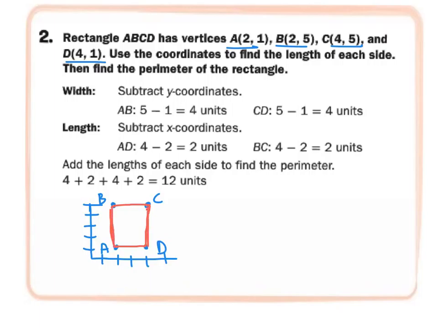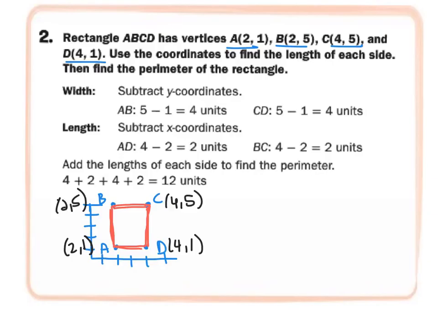Okay. So notice I don't have the little squares though to count how long each side is. I don't have the little boxes or the grid to count to see how long each side of my rectangle is. So I knew that C was at 4, 5, and D was at 4, 1, A is at 2, 1, and B is at 2, 5.